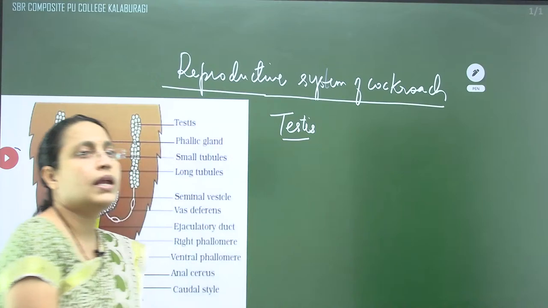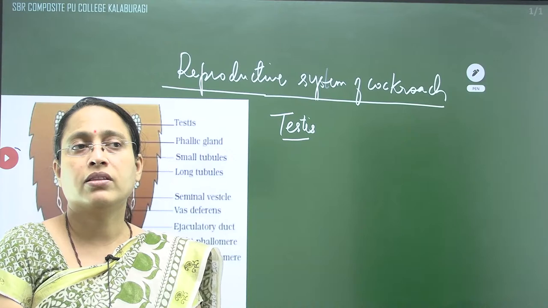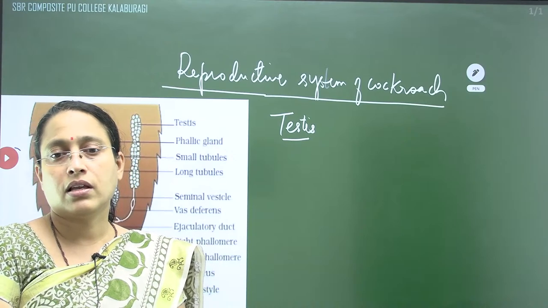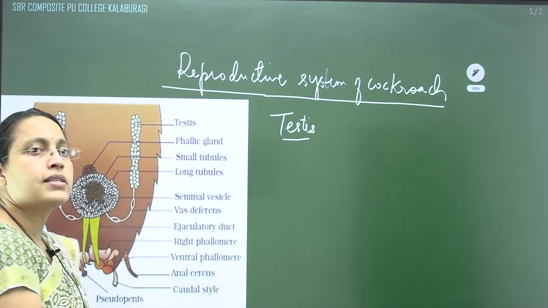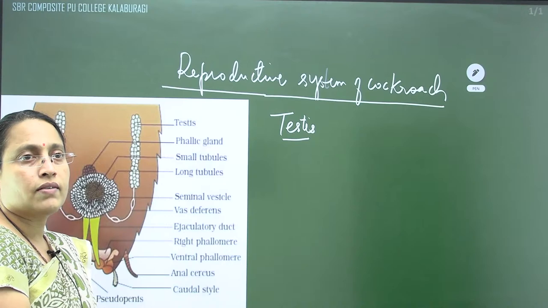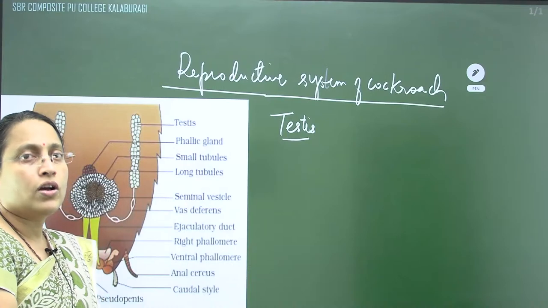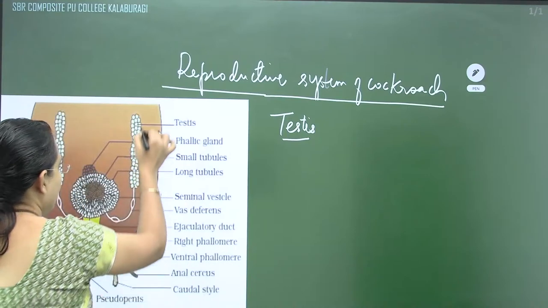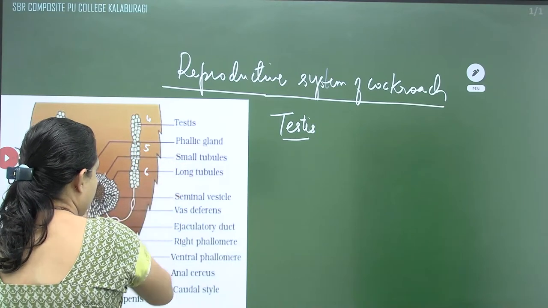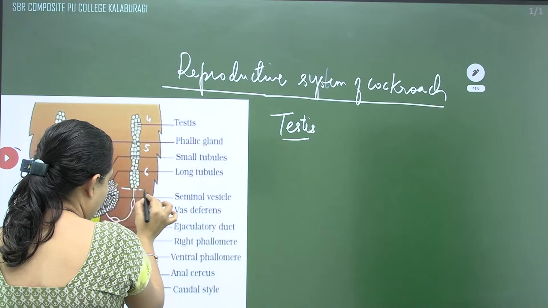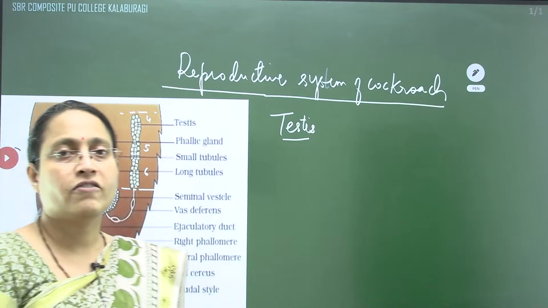Testis is the part of the male reproductive system that produces one of the important reproductive cells called sperms. Now testis is located in a particular segment of the cockroach. It is confined only to particular segments. It is present between the fourth, fifth, and sixth segments. In these segments itself, the presence of testis is possible.